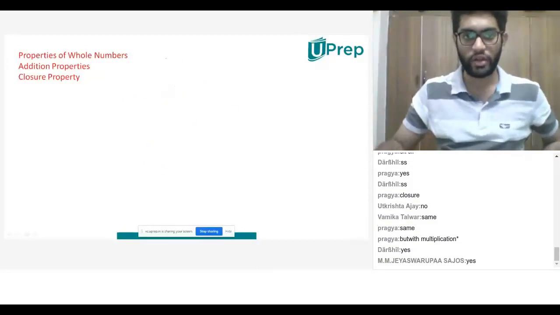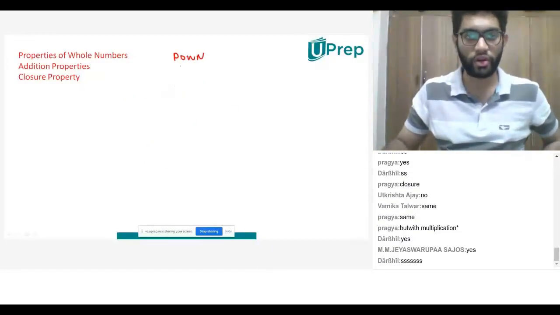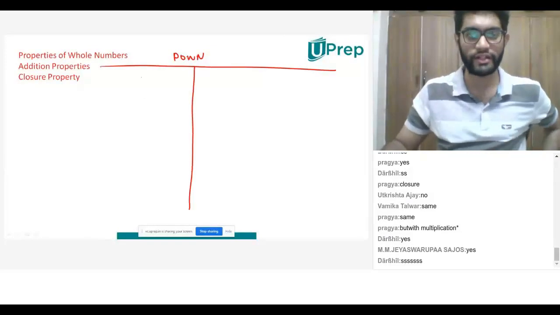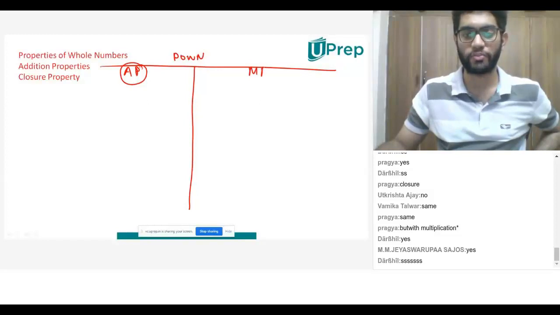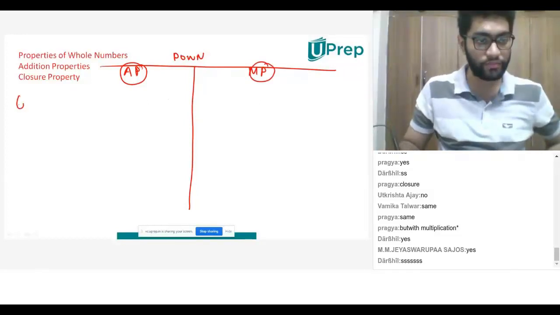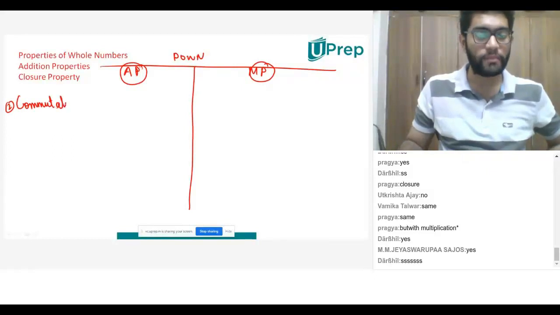So now, what is the next property? We were discussing properties of whole numbers. Okay, guys, you probably should be comfortable with the short forms. I'm not going to write the entire thing again. So we have addition property and we have multiplication property. Okay. So what is the second one? The second one is called commutative property.